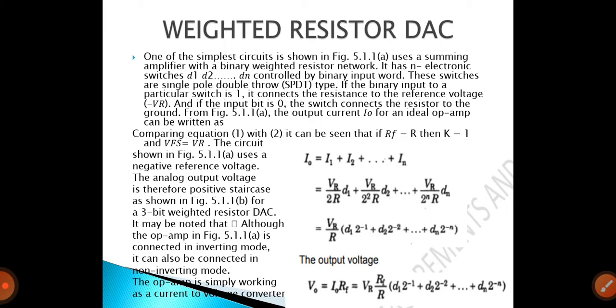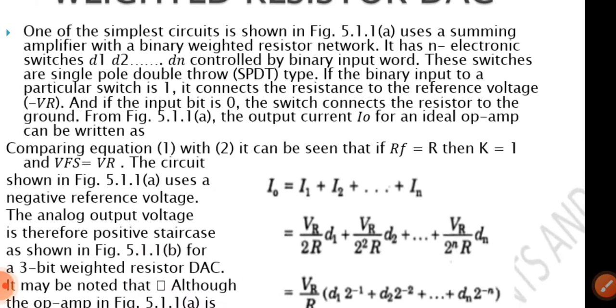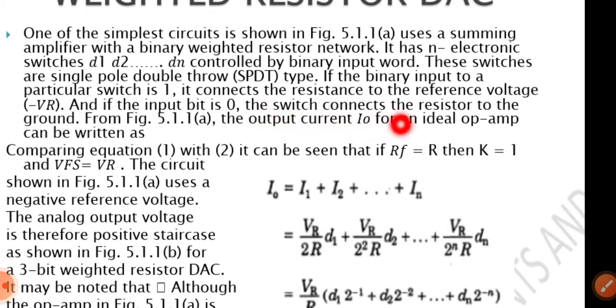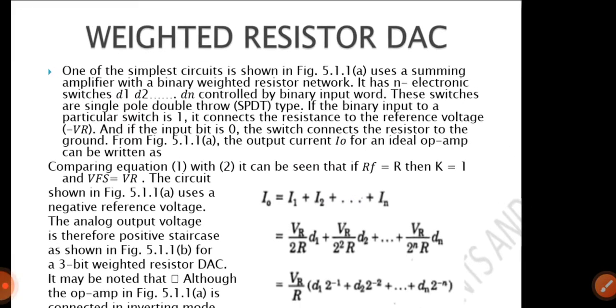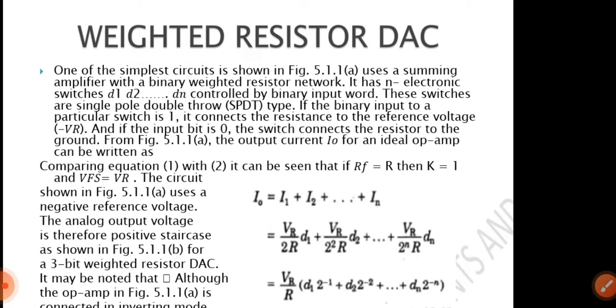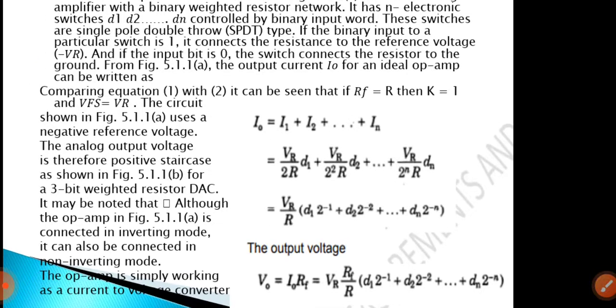The non-inverting terminal connects to ground, and if the inputs are zero, the switch connects the resistor to ground. From that figure, the output current I naught is for the ideal op amp. Comparing equations 1 and 2, we get Rf equals R, K equals 1, and VFS, the full scale voltage, equals VR. Then the circuit, you have seen that. Why is it a negative reference voltage? The non-inverting terminal connects to ground, and there is negative feedback on that.